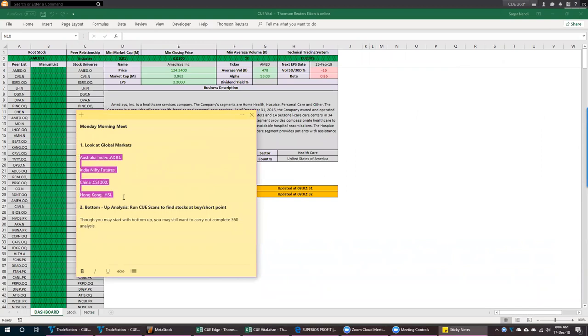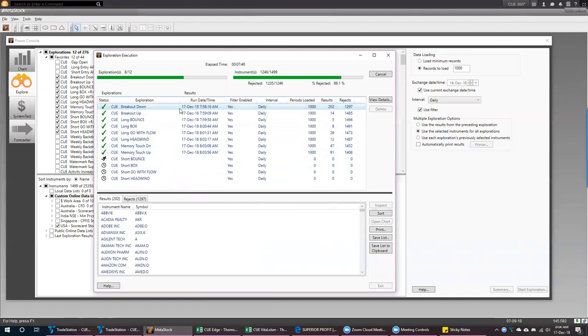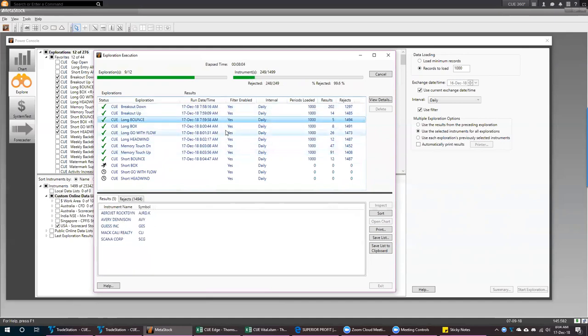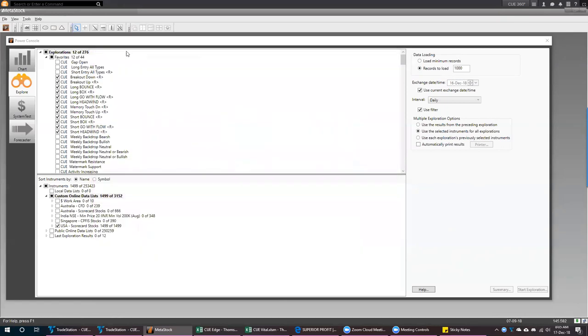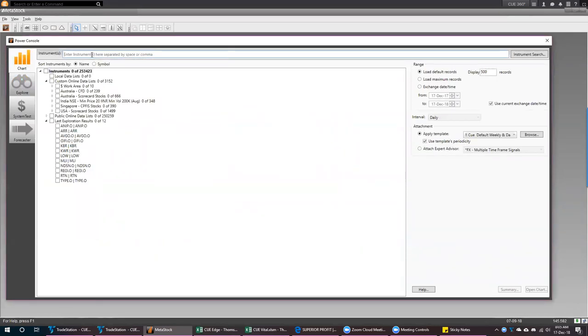Let us look at some of the global markets. We'll use MetaStock for that. You can see, in preparation for today's session, I have run a number of Q scans on MetaStock. I am running all the possible trade setup finding scans like breakout, down, up, bounce, box, and go with flow and headwind, both for the long side and short side. I will come back to the result later. I can move it to a different monitor, and let us look at the global markets, starting with Australia.